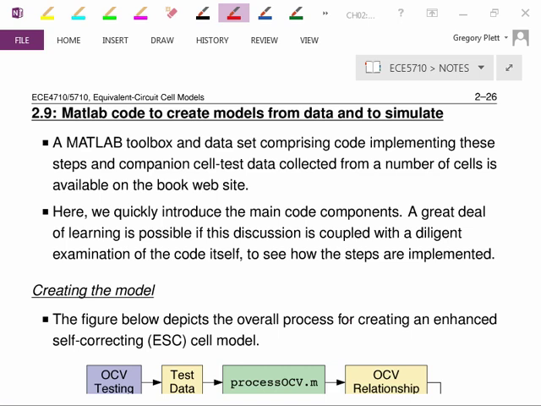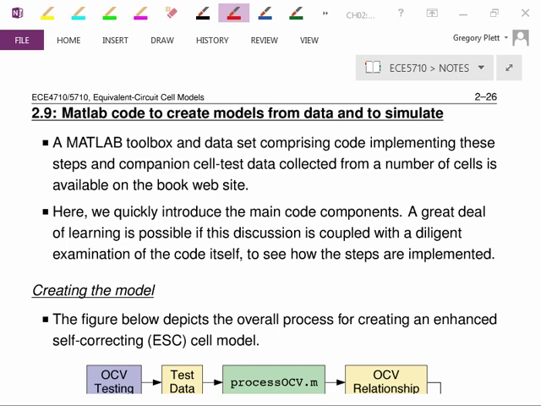But I have saved you a little bit of trouble by creating a MATLAB toolbox of functions and data that you can use to exercise that toolbox. So the toolbox is able to process the open circuit voltage data and to process the dynamic data to come up with a full enhanced self-correcting cell model for different cells. In this section, I introduce the toolbox first, and then in the next topic, we'll look at some results from the modeling to give you a feel for what might be achievable for different types of cells.